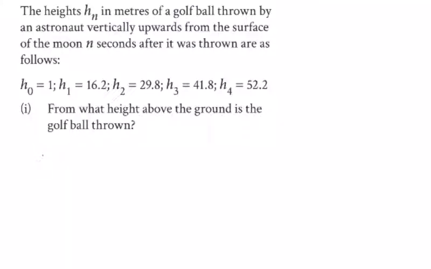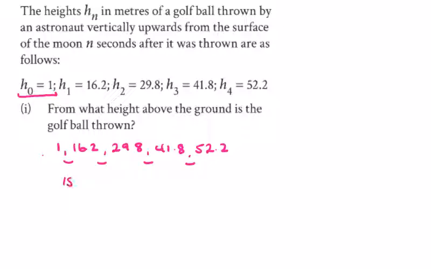Here we have the heights, h of n, in meters of a golf ball thrown by an astronaut vertically upwards from the surface of the moon n seconds after it was thrown, are as follows. So we're given what would be time 0, and then we have 1, 2, 3, and 4. So let's write these out. 1, 16.2, 29.8, 41.8, and 52.2. Let's write down our differences.